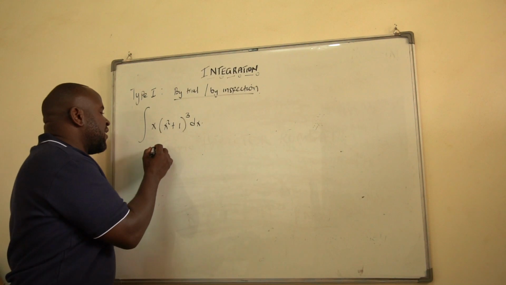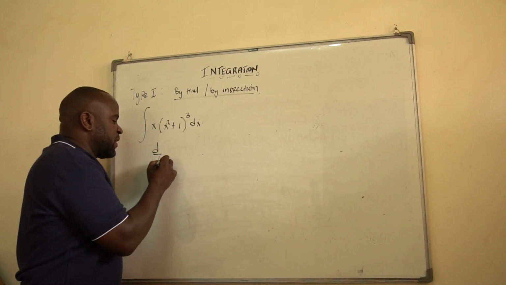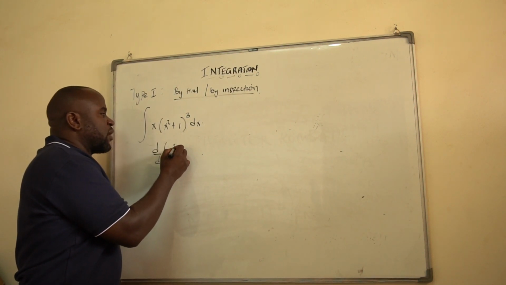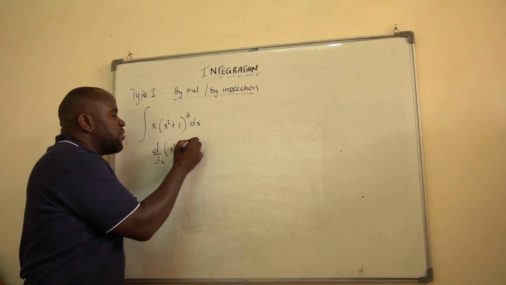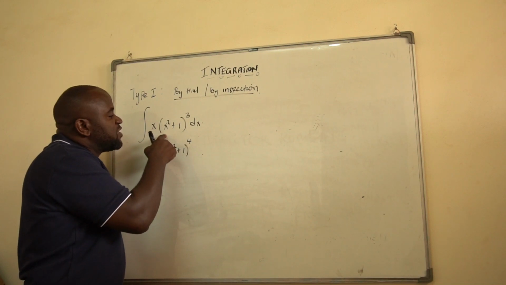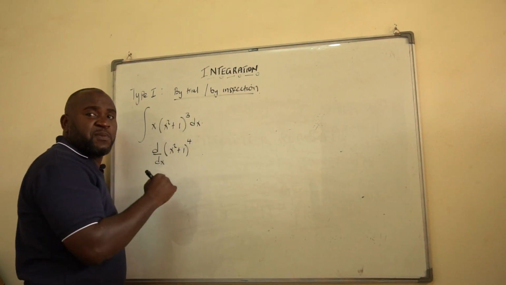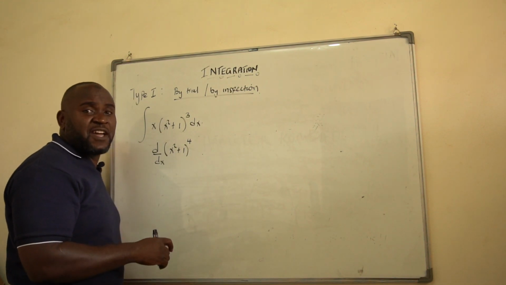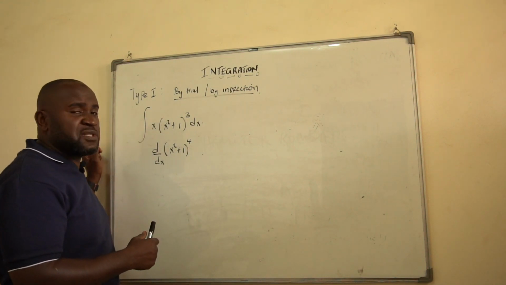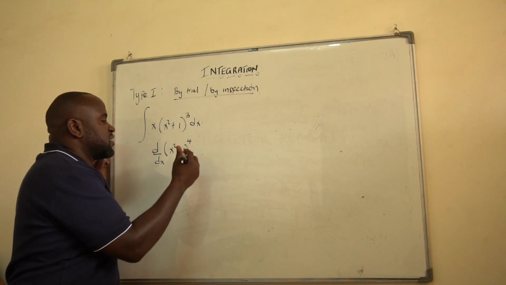In that regard, I'll inspect the derivative with respect to x of (x squared plus 1), but this time the expression will be raised to a higher power. So the term inside the bracket, you increase its power by 1, then differentiate it and find out whether it realizes what the question says in the integral. So let's check it out.